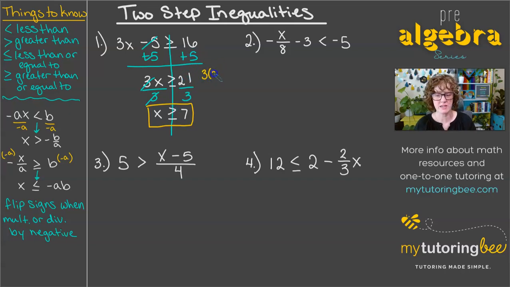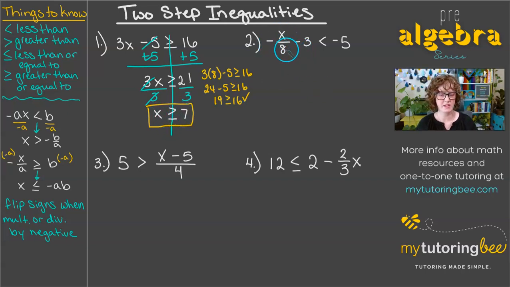So we've got 3 times 8 minus 5 is greater than or equal to 16. Now we're using order of operations to solve this left-hand side. So 3 times 8 is 24, minus 5 is greater than or equal to 16. 24 minus 5 gives me 19, and that is greater than or equal to 16. So I know that I'm good there with my solution. Let's go on to problem 2.